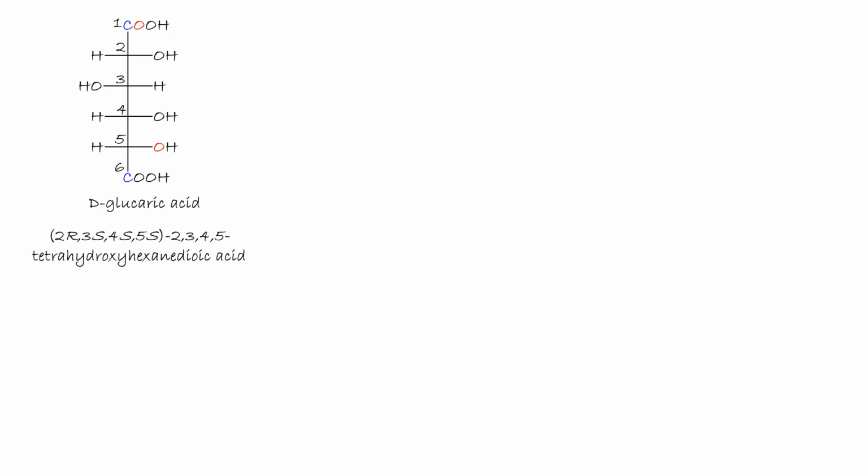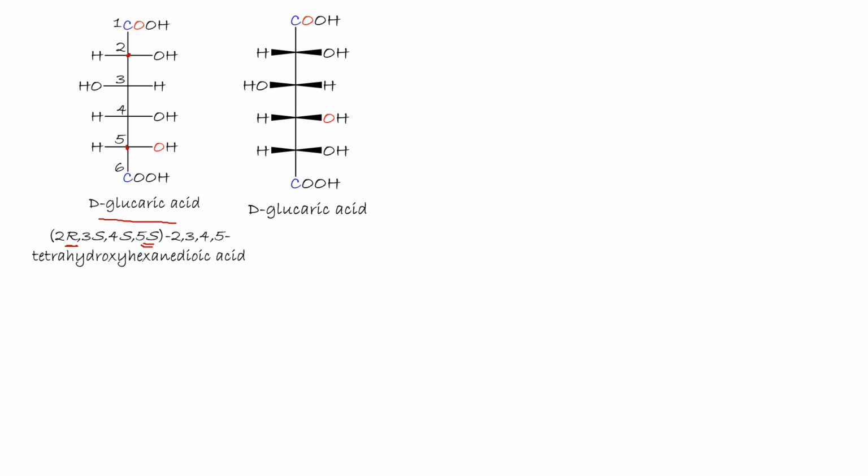So having the glycaric acid structure, Fischer projection, see here carbon number 2 is R configuration, and on carbon 5 it's S configuration. This is a systematic name. Now, seeing it in 3 dimensions will be like that. Here is carbon number 1, here is carbon number 6. Now, all we have to do is rotate the 3D 90 degrees clockwise.